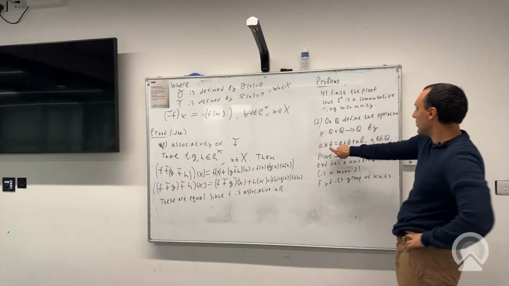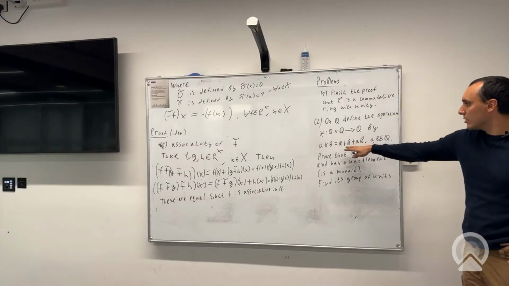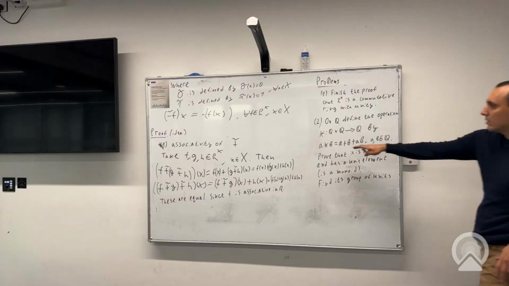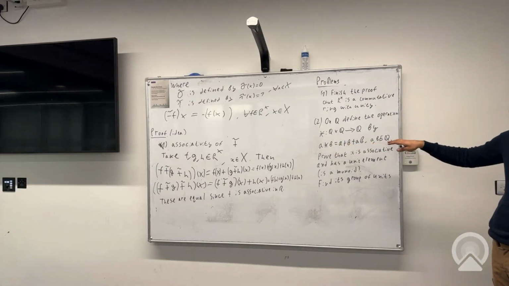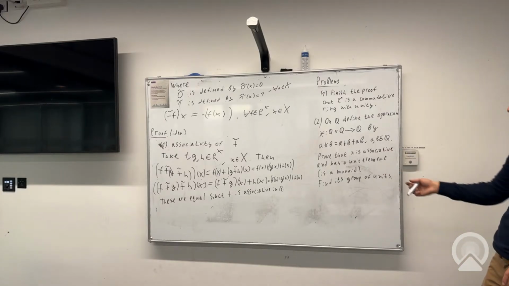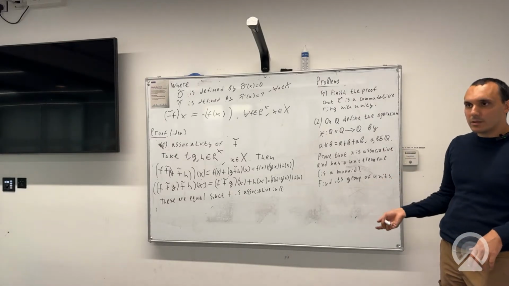So this is an example of an unorthodox operation. It's not addition, not multiplication, but some combination of them. But it turns out that this operation makes rational numbers a monoid. And if you find the invertible elements, you find the group of units.